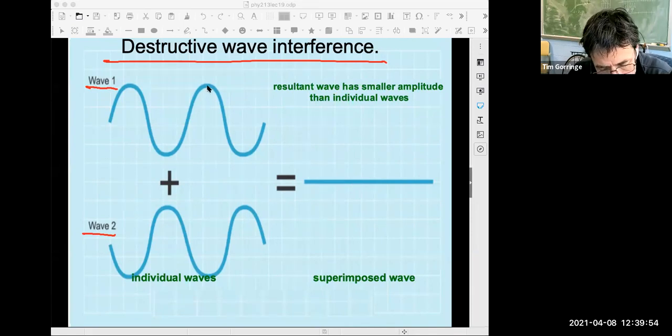The next crest of wave 1 is accompanied by a trough of wave 2. They superimpose and destroy one another. The next trough of wave number 1 is met by a crest of wave number 2. And again, they superimpose and destroy one another. And so this is destructive interference, where the crests and troughs destroy one another, and we get this resulting superimposed wave over here on the right. So that's destructive interference.